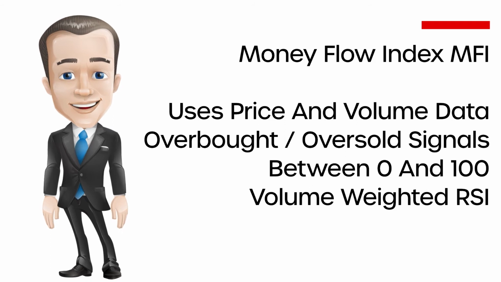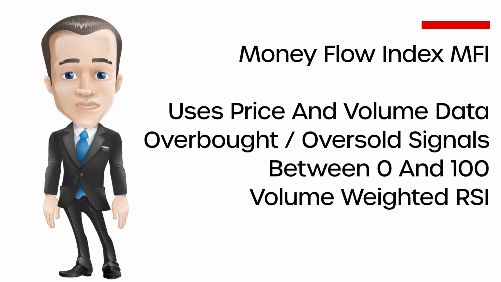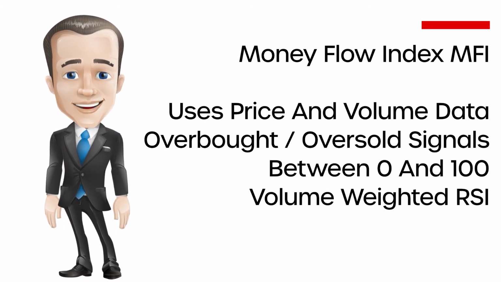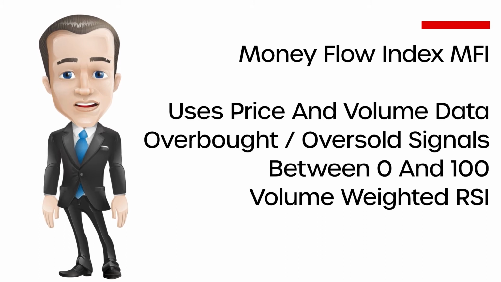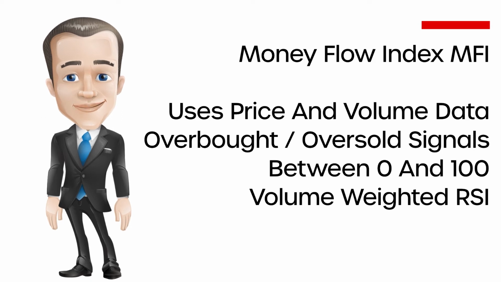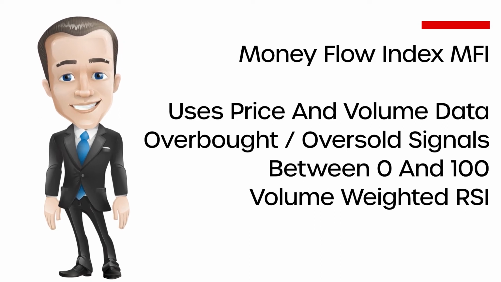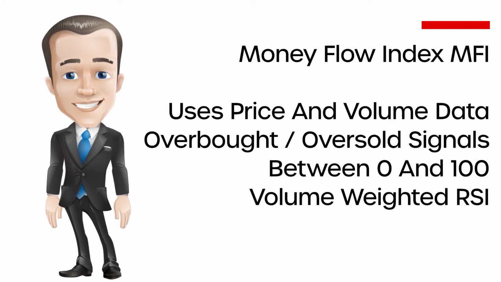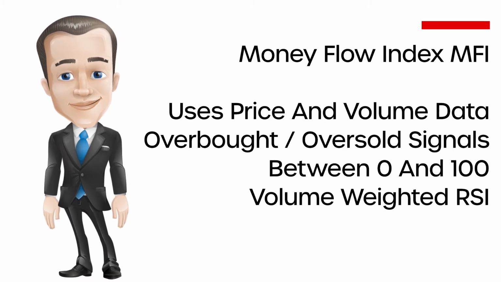What is the money flow index, MFI? The money flow index is a technical oscillator that uses price and volume data for identifying overbought or oversold signals in an asset. It can be used to spot the divergences which warn of a trend change in price. The oscillator moves between 0 and 100. Unlike conventional oscillators such as relative strength index, RSI, the money flow index incorporates both price and volume data as opposed to just price. For this reason, some analysts call MFI the volume-weighted RSI.